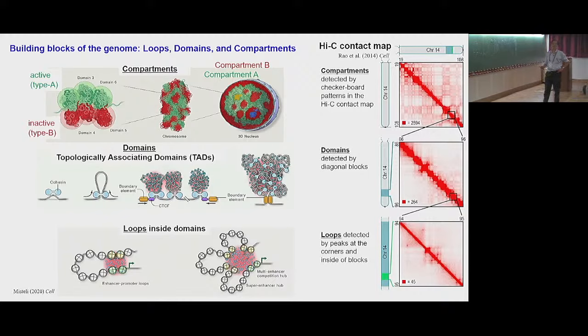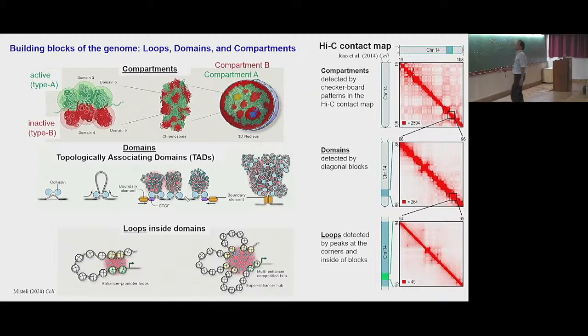So in this illustration, compartment B is red colored and accumulates around the nuclear membrane or around the nucleolus. Nucleolus is a liquid droplet, formed by liquid-liquid phase separation. It consists of the ribosomal RNA and the related factors. Anyway, the transcriptionally inactive compartment B accumulates around the nuclear periphery or nucleolus. And the core region is occupied by gene-active compartment A.